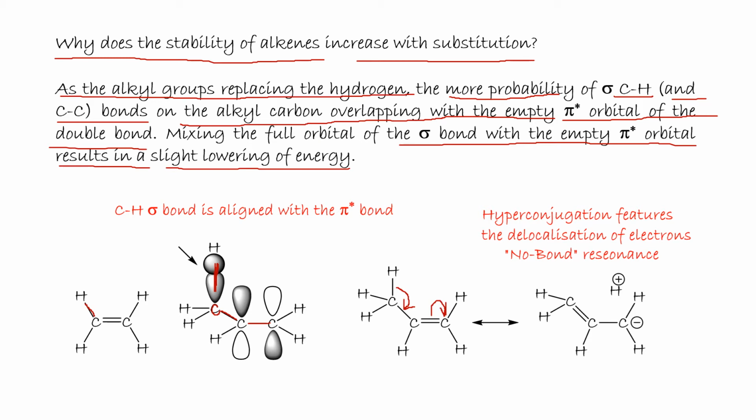So the CH sigma bond is aligned with a pi-star in here, and hyperconjugation features the delocalization of electrons. It's no bond resonance. It's imaginary that these two electrons are mixed with the empty pi star. Okay? So lowering the energy and increase the stability.